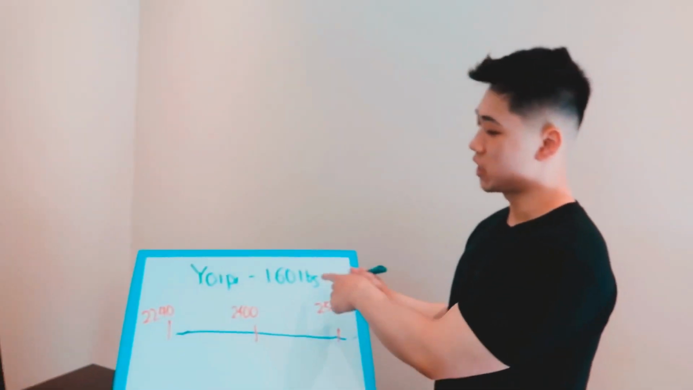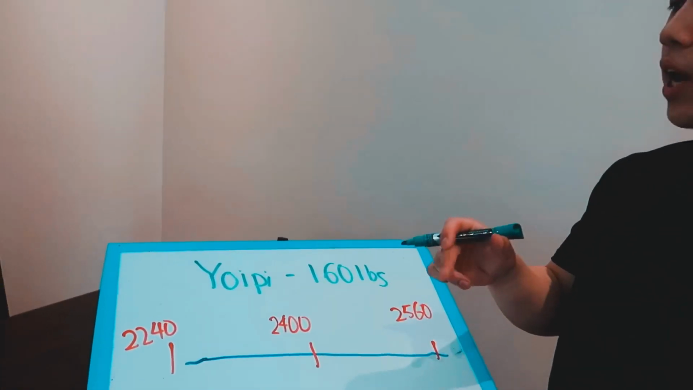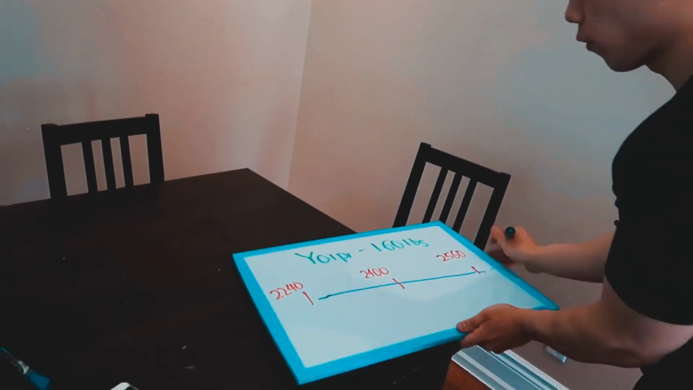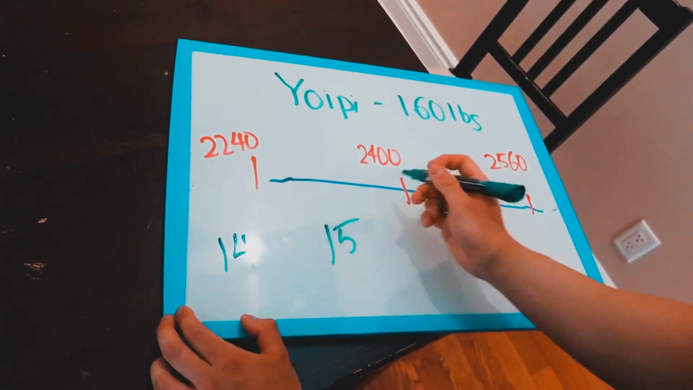Calories. I'm gonna use Yopi as an example. Show him yourself, bro. Give a nice little selfie. All right, so he weighs 160 pounds. So the easiest way to find your maintenance calories is multiply your body weight by either 14, 15, or 16, okay?